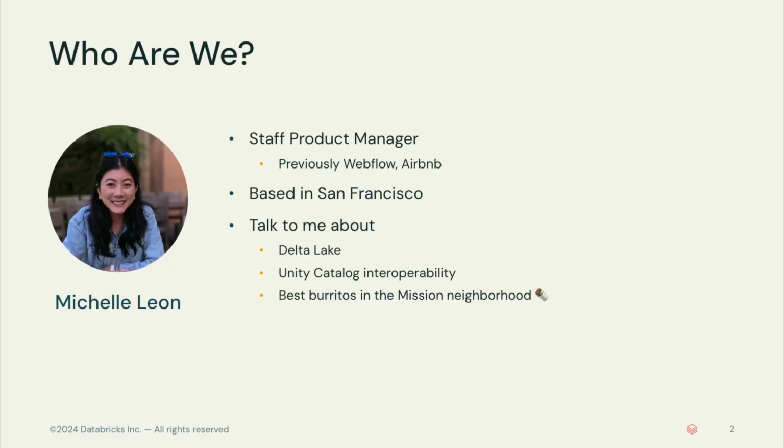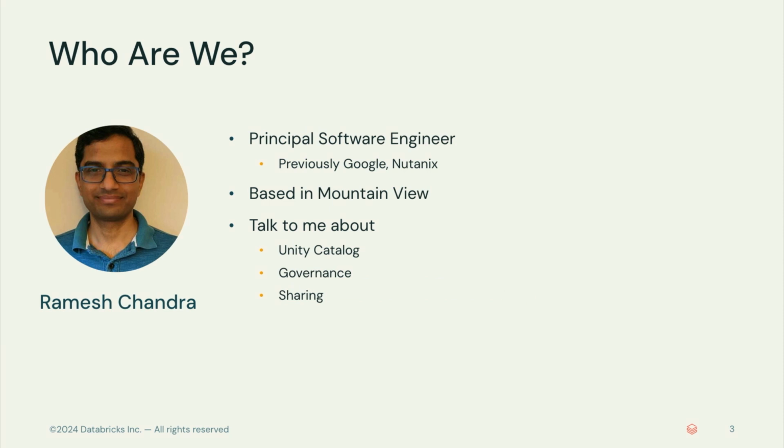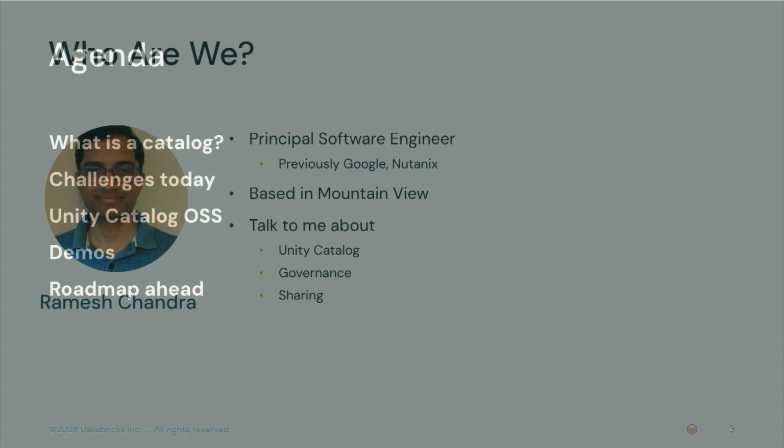Okay, so who are we? Michelle, product manager here, previously at Webflow and Airbnb, based in San Francisco. Talk to me about Delta Lake. Talk to me about Unity Catalog, interoperability. Talk to me about Unity Catalog open source, and then also where to find the best burritos in the Mission neighborhood. And then I'm joined by Ramesh. And I'm Ramesh. I've been at Databricks for 3 years, and before that I was at Google. And I'm an infrastructure engineer. Talk to me about UC, governance, security, systems, anything. Yeah. I think we can talk to you about anything. Honestly, you know everything.